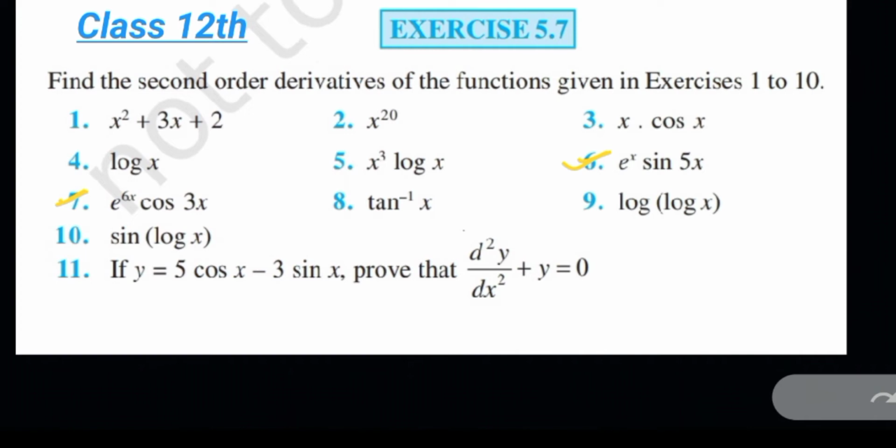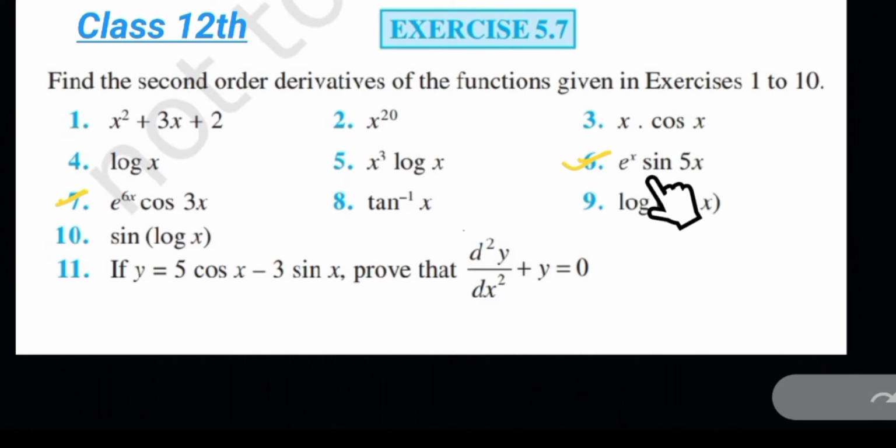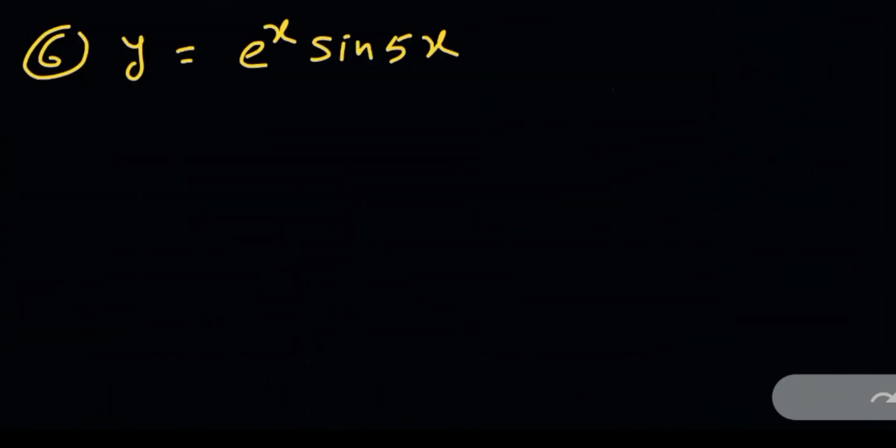So first, what we have to do is find the second order derivative of these functions. In the sixth question, y is given as e to the power x sine 5x, and we have to find the double derivative. Double derivative means we have to find d2y upon dx square. So I hope the question is clear.